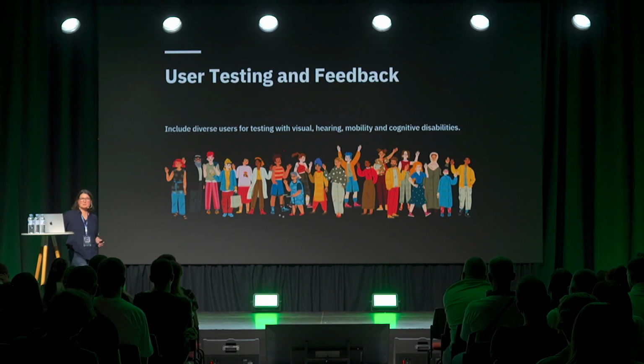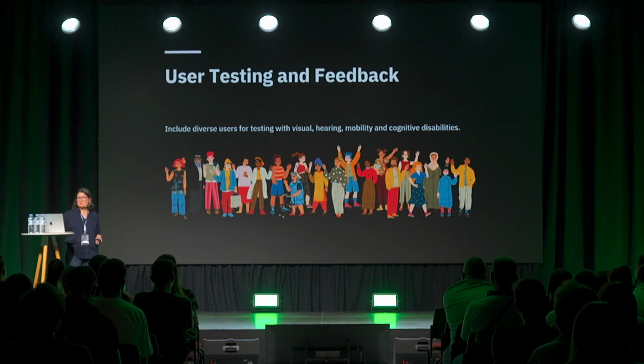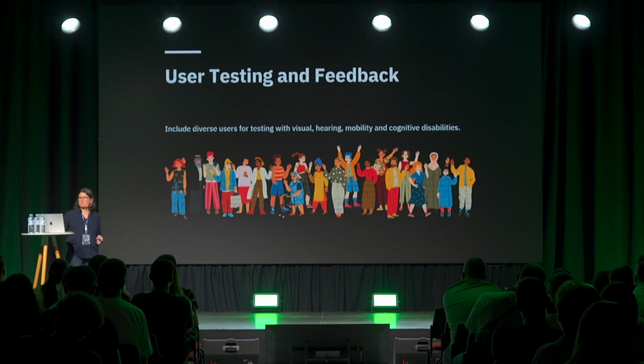Another important aspect of accessibility is user testing and feedback. It's where our design intentions meet reality. It's critical to start with a diverse group of recruits, users with a variety of disabilities: visual, hearing, mobility, and cognitive. Then, through refinement of user testing and feedback, improve the accessibility features.